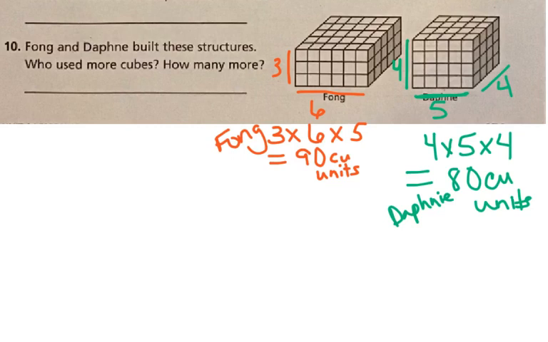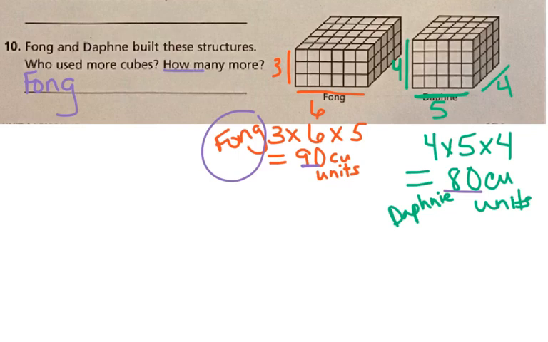It says who used more cubes and how many more? Well, we can see here that if we look at what we just solved, Fong used more because he had 90, and Daphne had 80, and so Fong used more cubes.